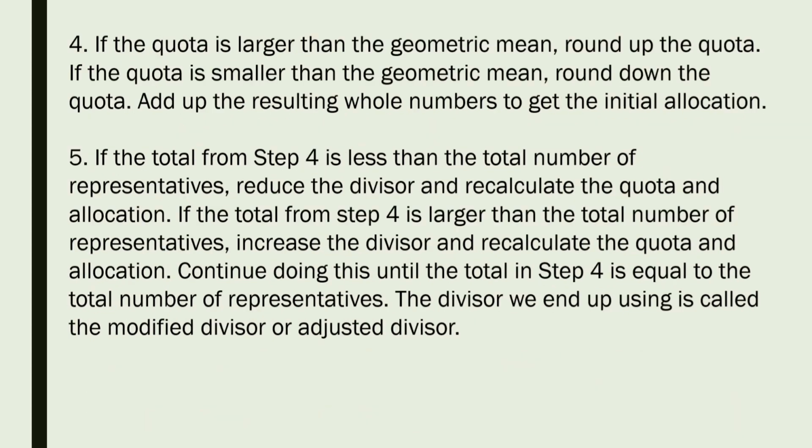And for the fifth step, if the total from step 4 is less than the total number of representatives, reduce the divisor and recalculate the quota and allocation. If the total from step 4 is larger than the total number of representatives, increase the divisor and recalculate the quota and allocation. Continue doing this until the total in step 4 is equal to the total number of representatives. The divisor we end up using is called the modified divisor or adjusted divisor.